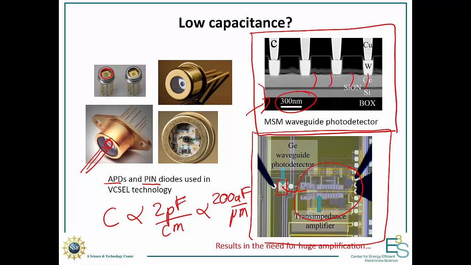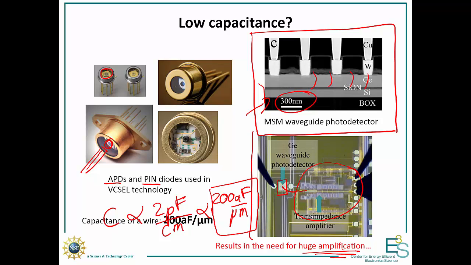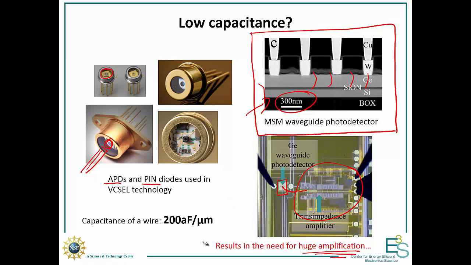So for every micron of wire before you get to your transimpedance amplifier, you're adding 200 attofarads of capacitance to your photodetector. And as we showed earlier, that results in the need for huge amplification because your signal isn't going to be very strong, and that means that you're going to burn a lot of energy in the amplifier. So that's not good. Here we go: capacitance of a wire, 200 attofarads per micron.